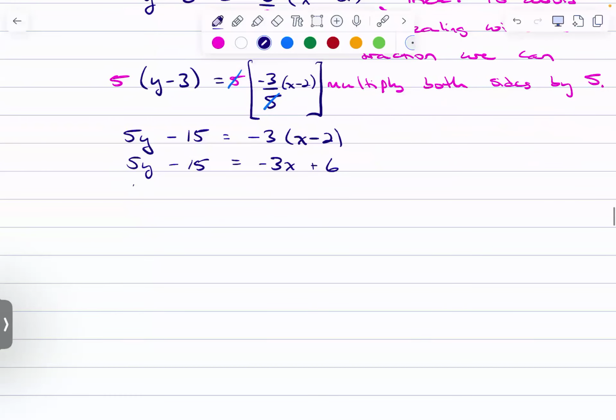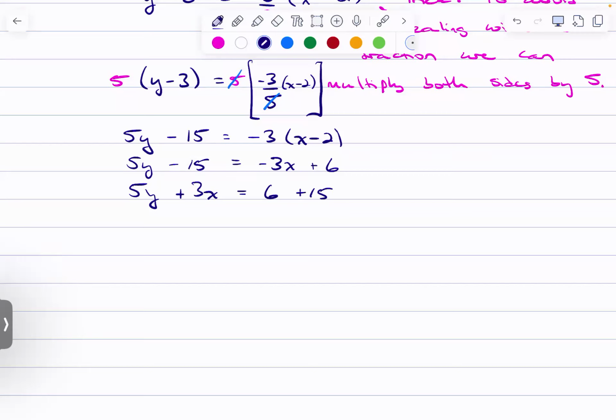Now, I'm gonna do that. When I move this minus 3x over to the left, I have to add 3x to both sides is equal to 6 plus 15.